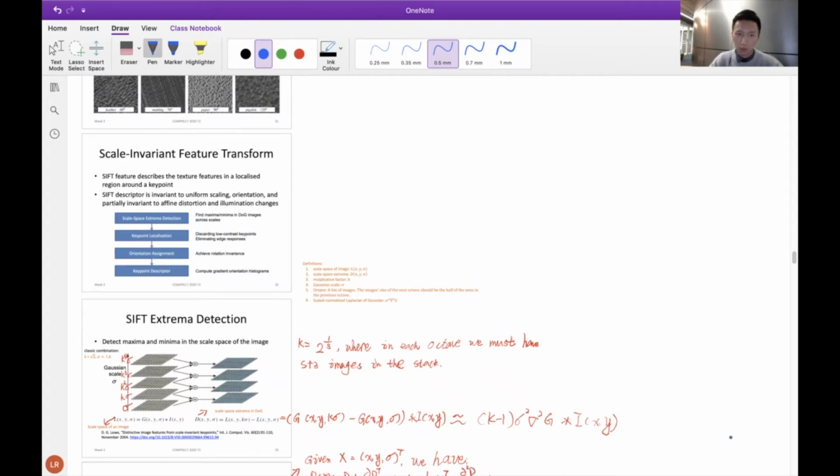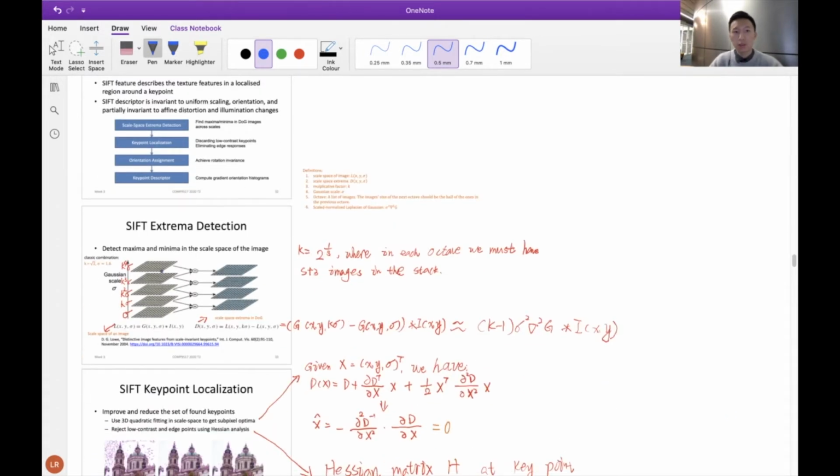Hi, in this video I'm going to give you some information about the scale invariant feature transform introduced in the week 3 lecture. So first of all, we come to the SIFT extrema detection part. Before we start this part, I hope you guys can remember the ideas, the definitions here.